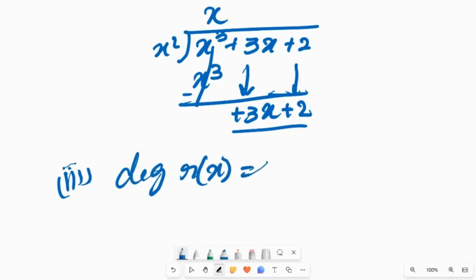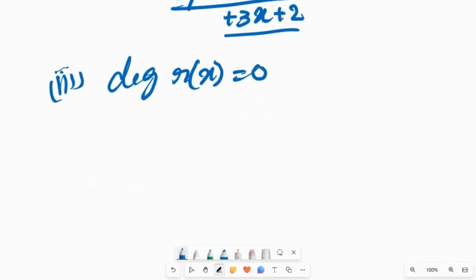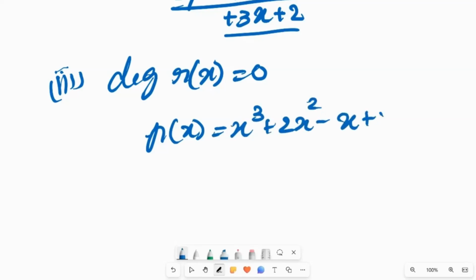And lastly we have third one, degree of remainder is equal to 0. So for this to take place, take any polynomial. It can be cubic, it can be quadratic. Take any polynomial as dividend and same like the first one, divide the polynomial by any constant term. So let's take a cubic polynomial here. Let's take p of x equal to 2x cube plus 2x square minus x plus 2.